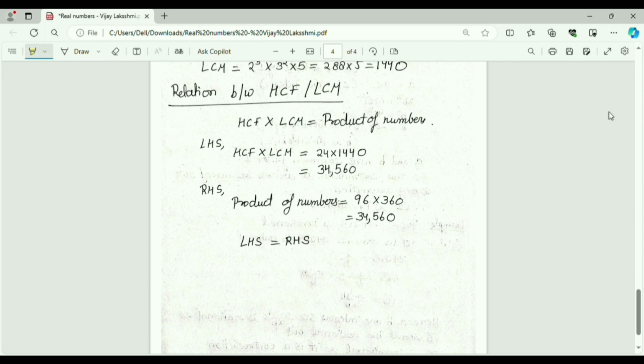This is all about the first chapter. In the next video, we will practice questions of NCERT and extra questions related to this chapter.